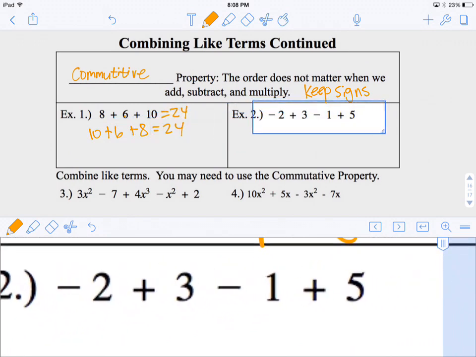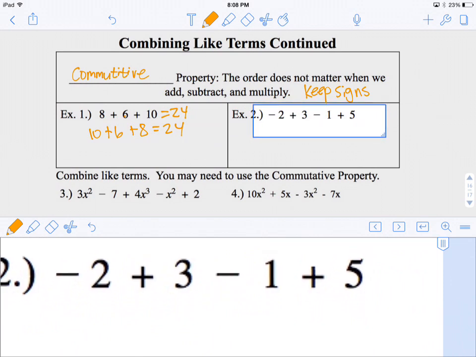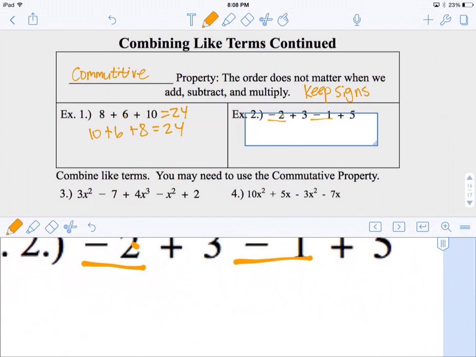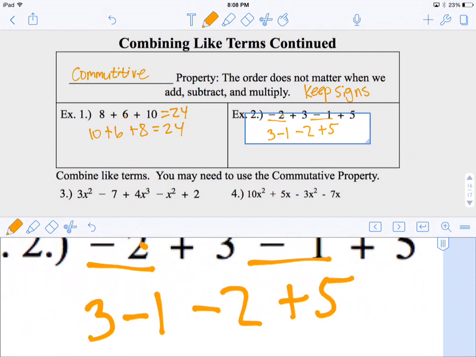Now we can do the same thing over here, but we got to make sure we keep the signs. So don't think of this as 2, think of this as -2. Don't think of this as 1, think of this as -1. So if we change the order, we could say 3 minus 1 minus 2 plus 5. Okay? I swapped the order, but it should give us the same thing.